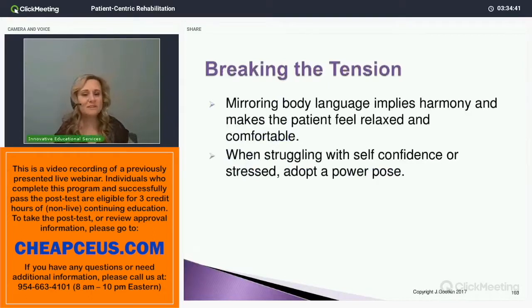Something to think about with breaking the tension for our patients and for ourselves. There's this mirroring behavior, and they say we have these mirror neurons in our brains. If you copy someone else's body language, that will help them feel more relaxed in the situation. So, something interesting to try.